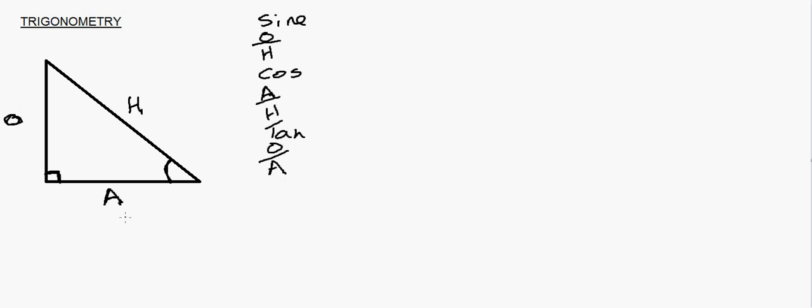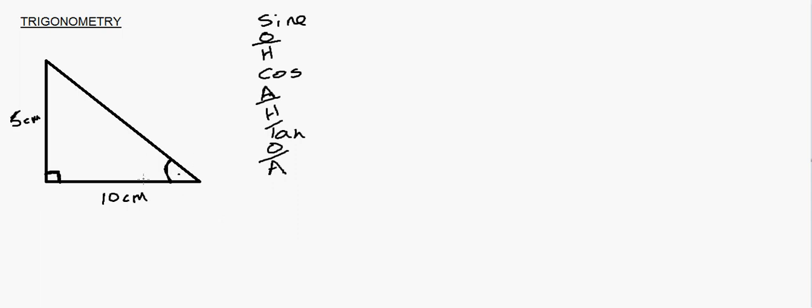Okay, so for example, let's take this out, and we'll take this out, and we'll take this out. Okay, and let's say we need to find what this angle is, and let's say we know that this is 5 centimeters. Okay, and I know that this is 10 centimeters, and I need to find this angle.